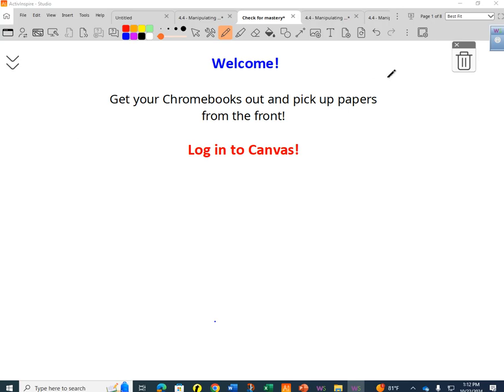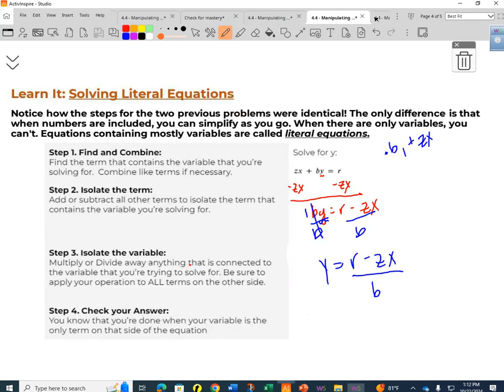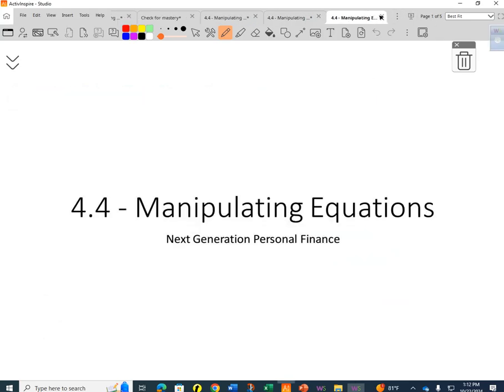All right, so today we are talking about, well, the title of your notes: manipulating equations. What that means is we're going to be rearranging the order and the placement of terms in equations. So if you look at the whiteboard up here, I've got the distance formula. Distance equals rate times time.